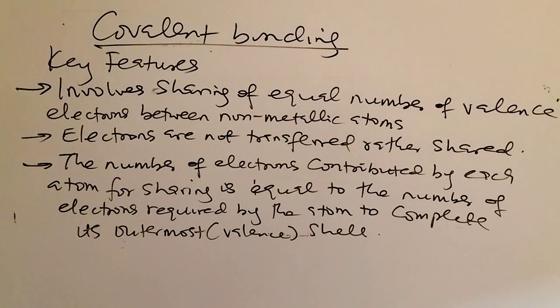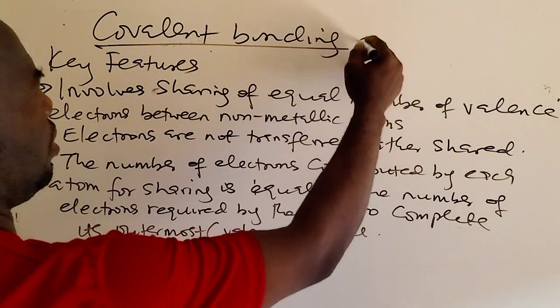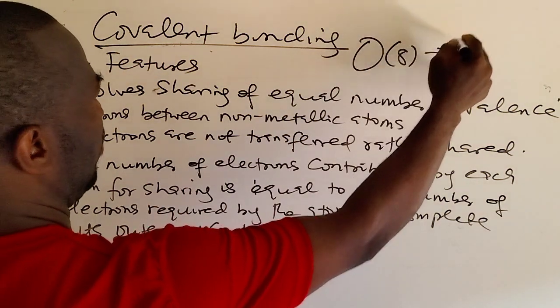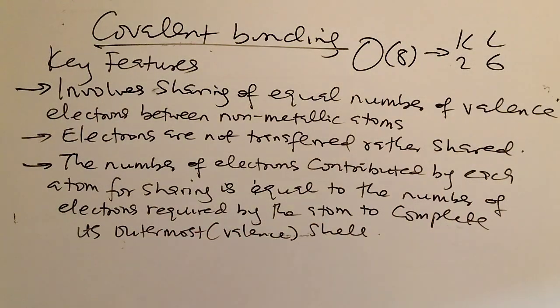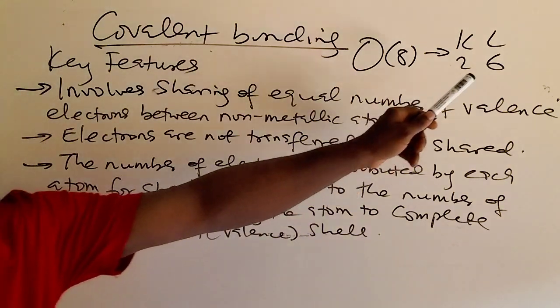For instance, look at oxygen. Oxygen's atomic number is 8. Oxygen is a non-metal by virtue of having more than 3 electrons in the outermost shell. It has 6 in the outermost shell. Should oxygen combine with another non-metal, it's going to bring 2 electrons. Why would it bring 2 electrons for sharing? Because it requires 2 to complete its outermost shell.